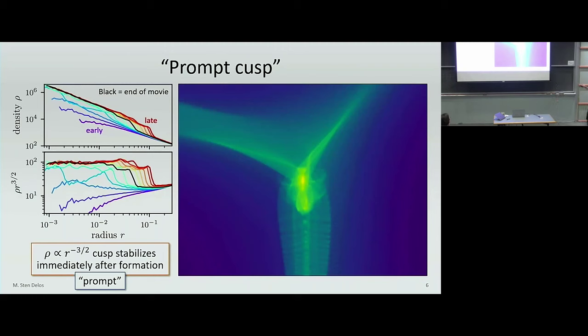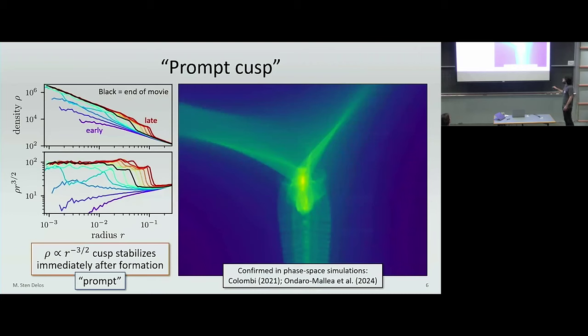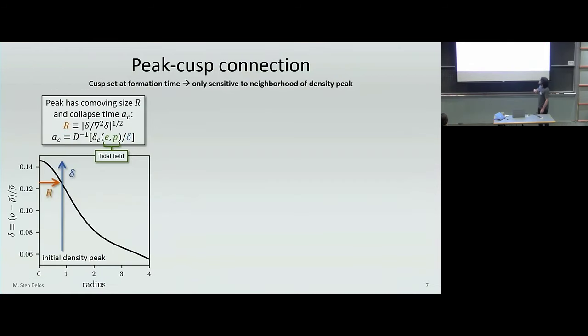By the way, if you're looking closely, you'll see some of these spurious fragments that Frank talked about. I just want to point out that this result is robust. It's been confirmed in phase-based simulations. Okay, so the fact that the cusp is set immediately at the collapse of the peak is really important because it means that the properties of the cusp can only be sensitive to the immediate neighborhood of the initial density peak.